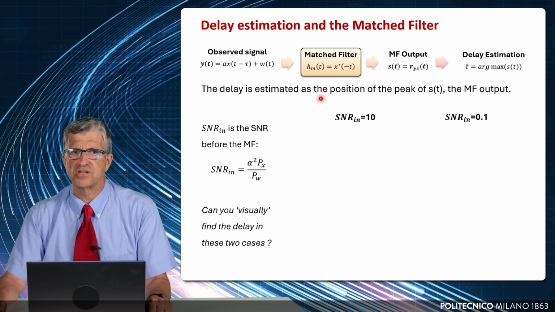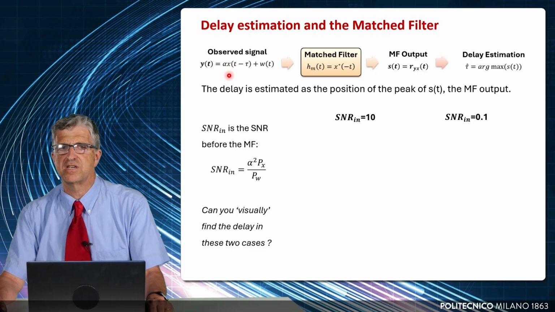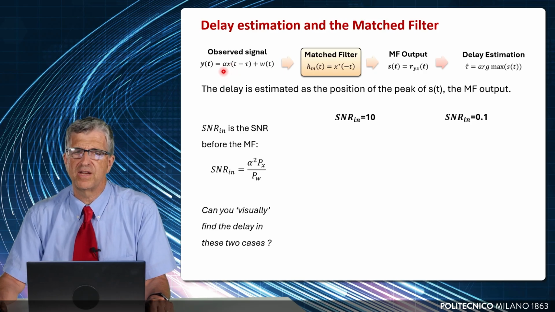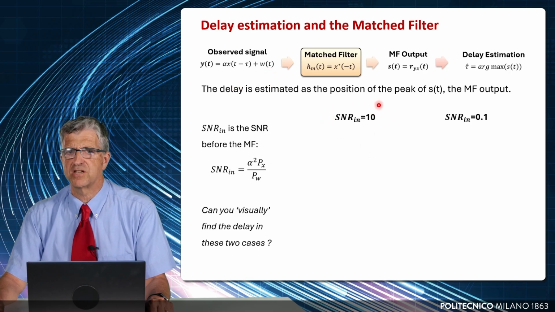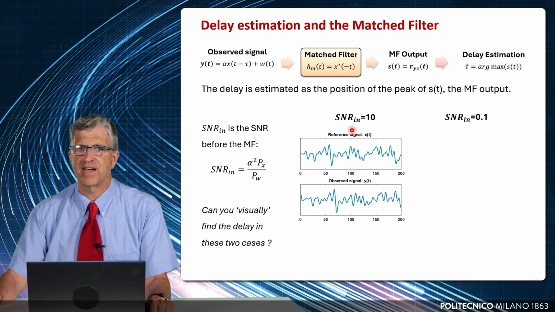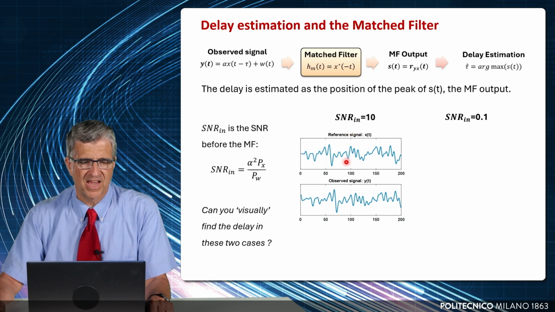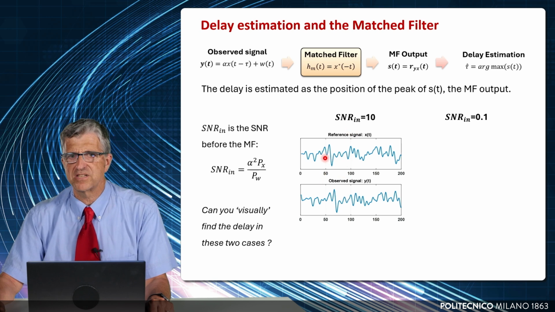This example changes for the signal-to-noise ratio of the input signal. What is the signal-to-noise ratio? It's the ratio between the power of the signal AX, that is A squared multiplied by the power of X, and the power of noise. On the left, I consider a signal-to-noise ratio of 10, so the signal is 10 times more powerful than the noise. And in fact, we see that the reference signal and the received signal are more or less identical.